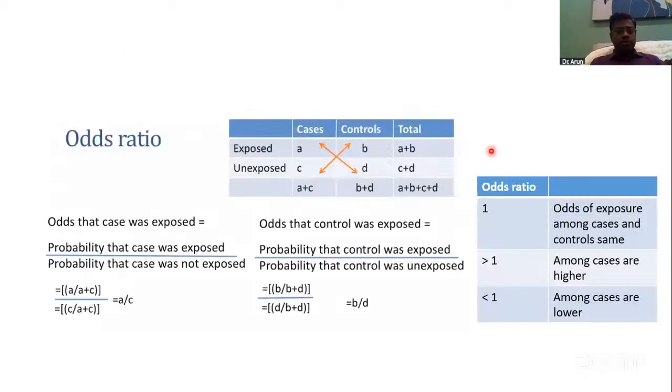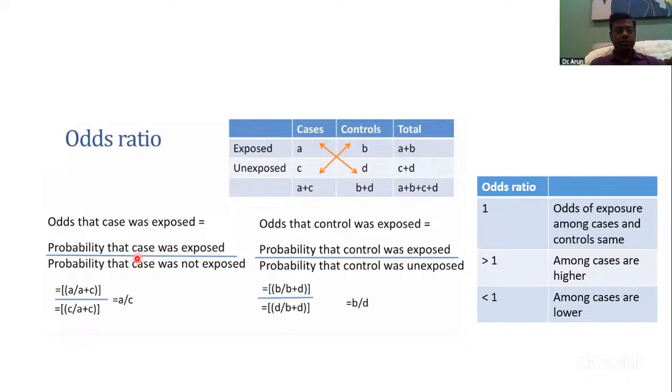So odds ratio, this is also a 2 by 2 table, similar to what we got in the cohort study. Here again, exposed, unexposed, cases and controls. This is the total number of exposed, total number of unexposed. Total number of cases is A plus C, total number of controls is B plus D. Here we cannot calculate incidence. We can calculate the odds that the case was exposed.